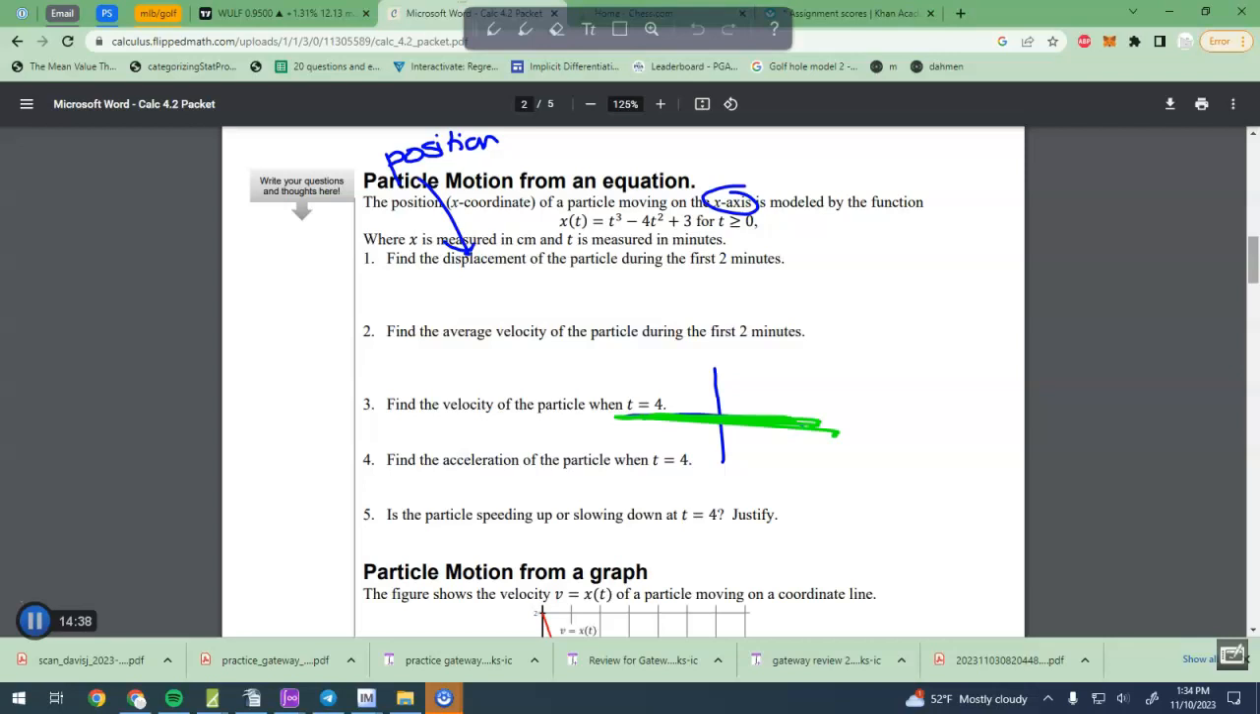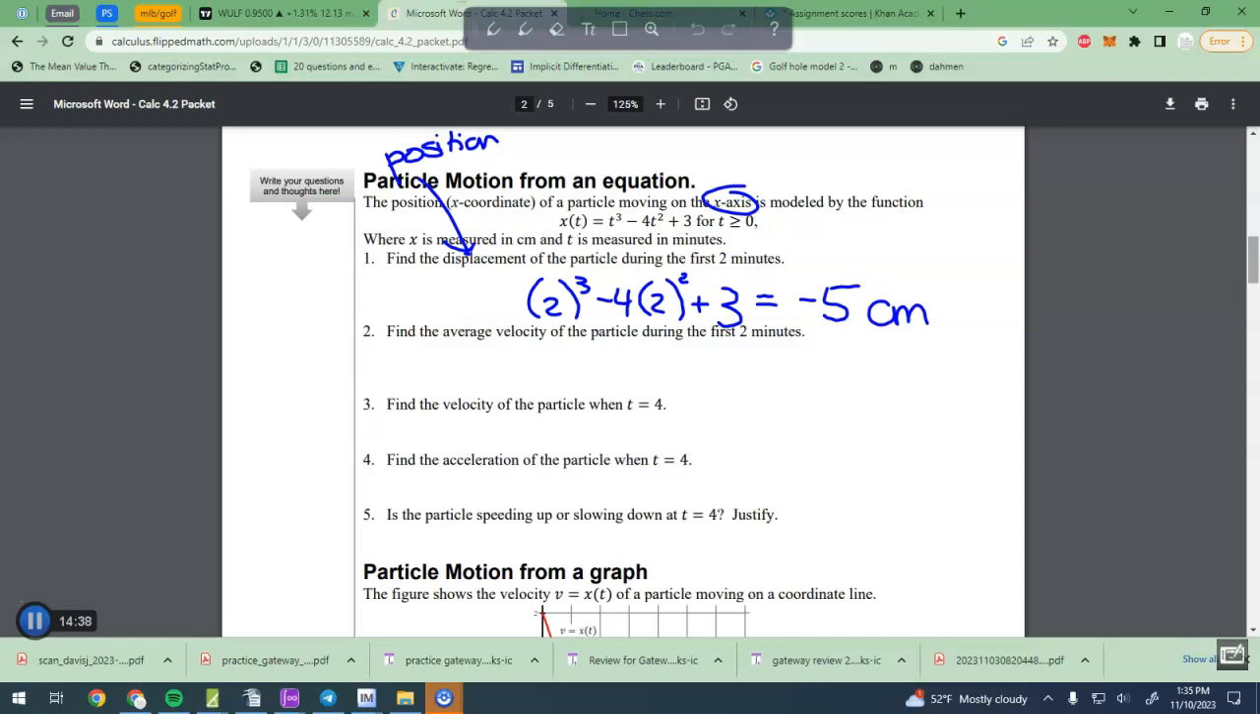So the displacement is found by just plugging into position. So you would go 2 to the third minus 4 times 2 squared plus 3. So 8 minus 16, so negative 8, so negative 5. We are in centimeters, so you label that negative 5 centimeters, which means you are 5 centimeters to the left or below where you started. Like if you're in a race, you're 5 centimeters behind the starting line. Not that big, 5 centimeters like that.